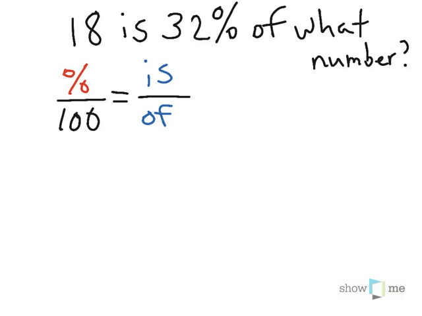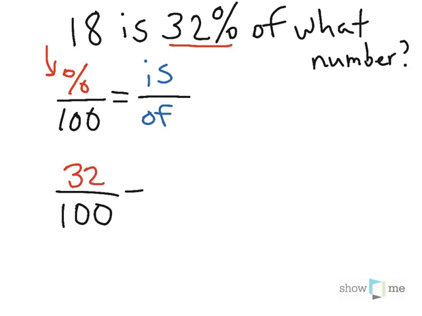So let's take a look at the problem we have above here. It says 18 is 32% of what number? Okay? Now if I'm going to follow this progression here, I'm going to go ahead and take 32, that's my percentage, and I'm going to put it right here. So I'm going to write 32, and that's always out of 100. Percentages are always out of 100.